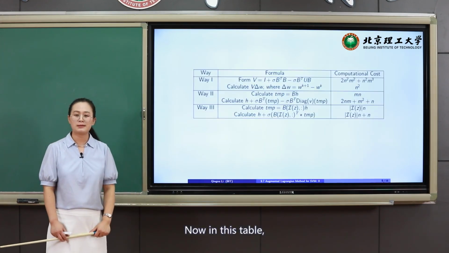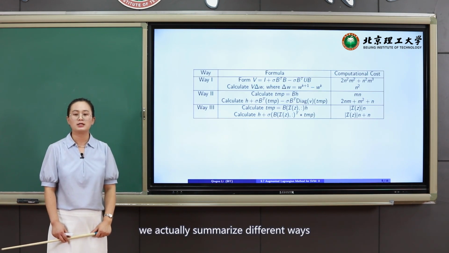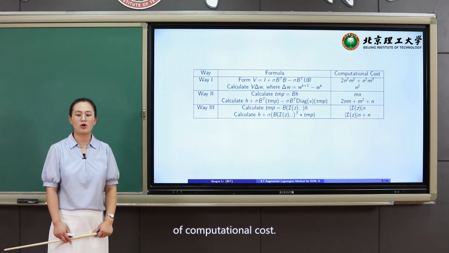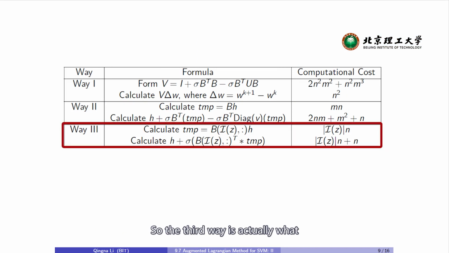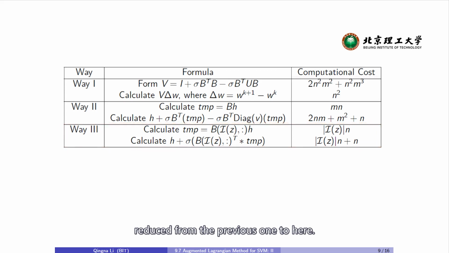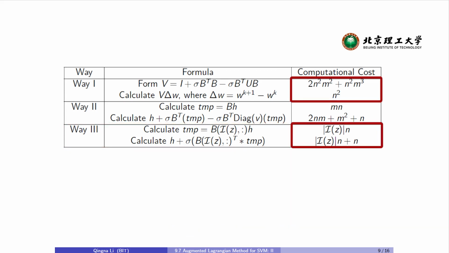Now, in this table, we summarize different ways of computing, with their computational costs. So the third way is what we use in our implementation. We can see that the computational cost can be significantly reduced from the previous one to here, okay? So if I_C is smaller, then we save more computational cost, all right?